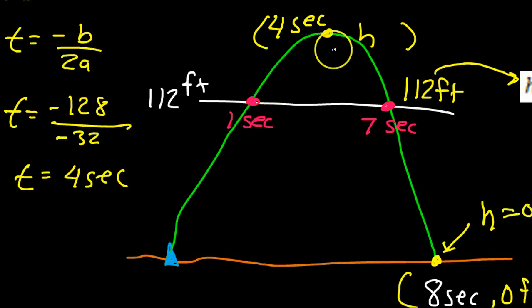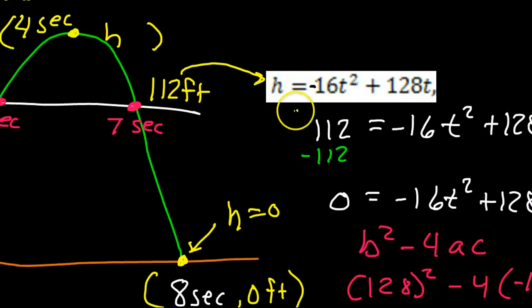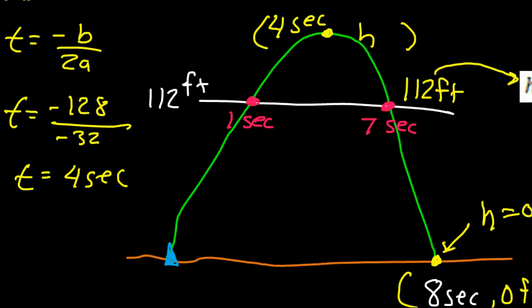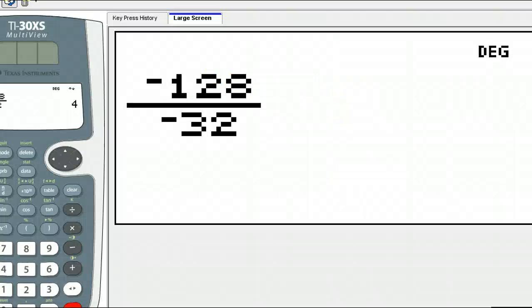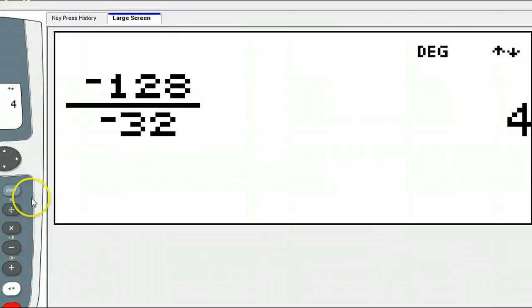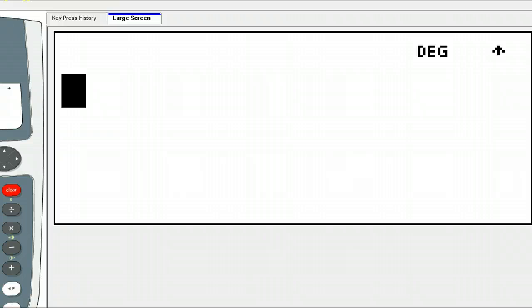Alright, let's find the height that goes with that. We could find the height by putting this into the table function of the calculator. We could also do it by simply plugging in 4 for t. Either way. Let me show it by plugging in 4 for t this time, especially since it's a pretty simple equation.